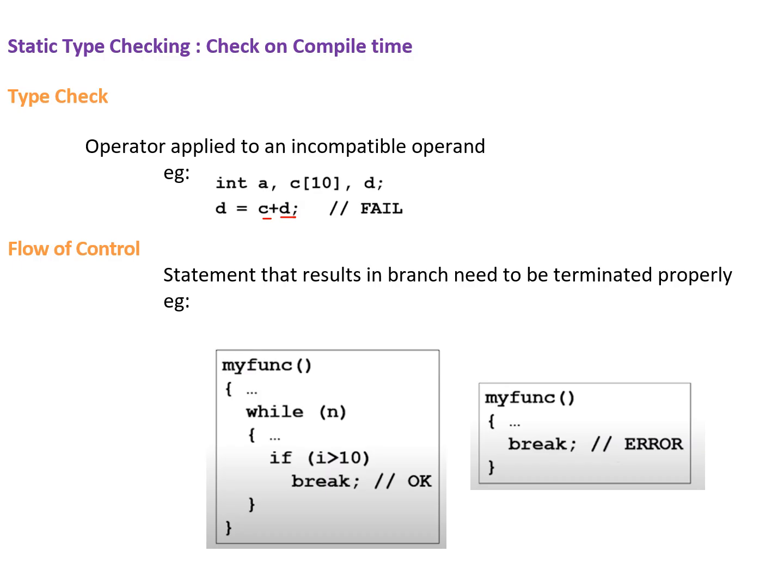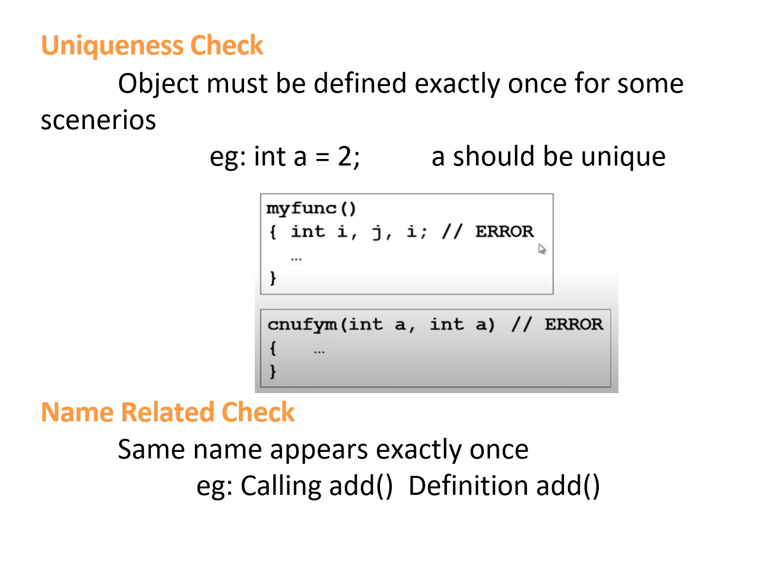Next is the flow of control statement. You are not supposed to give a break statement unnecessarily while processing your flow of control statements. For example, this function is right because your break statement is properly placed. But in this other case, it throws an error because there is no condition over it, yet it suddenly enters a break statement. Such errors should not occur in your program. Next, you see the uniqueness check.